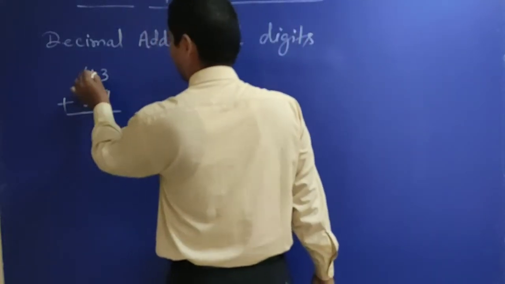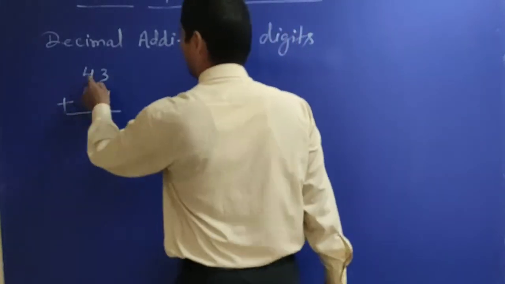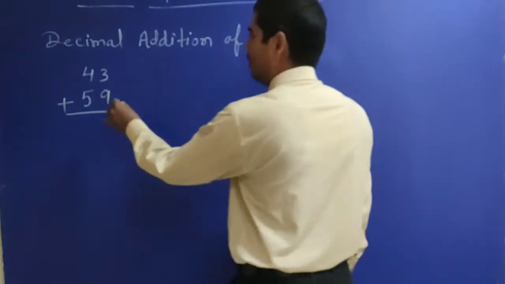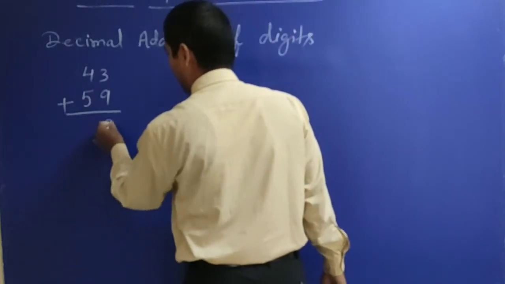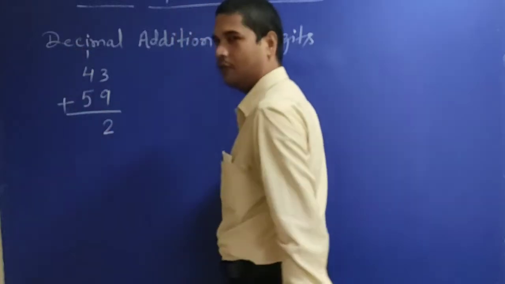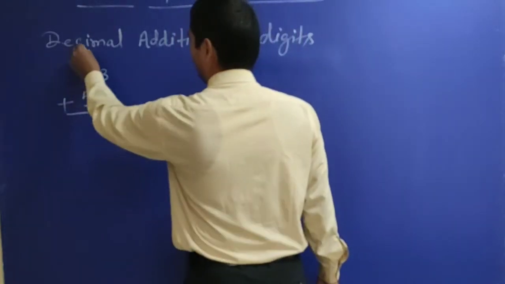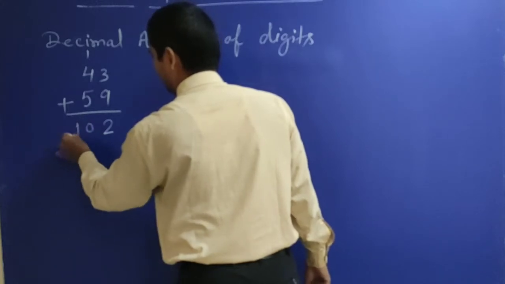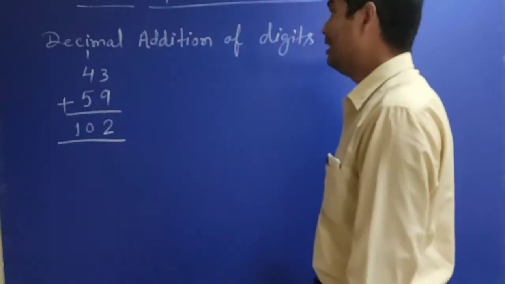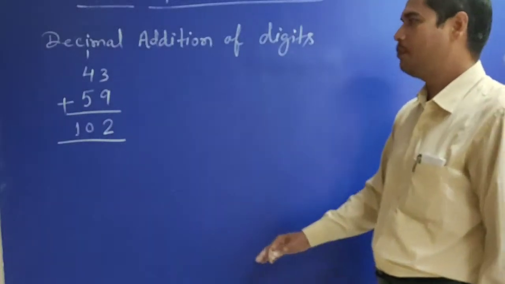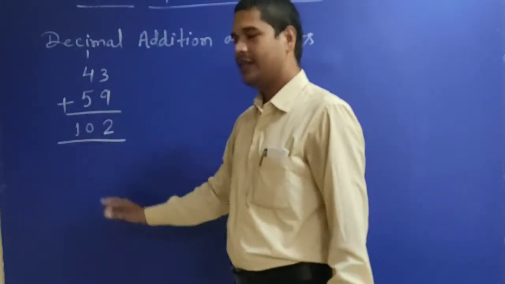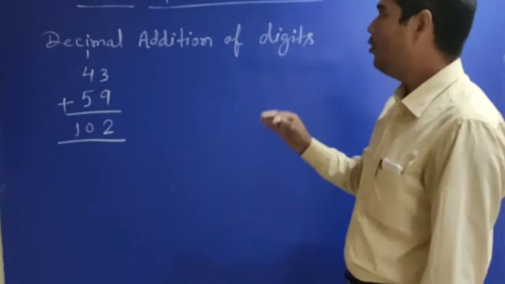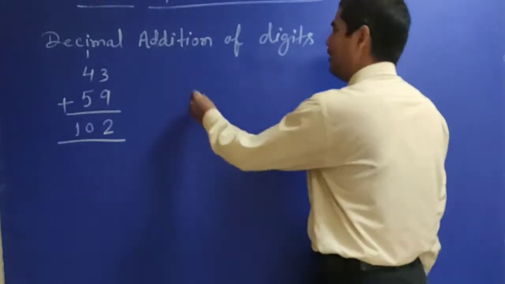See, there are two numbers, 43 and 59, and we are going to add. So 9 and 3 is 12, carry 1, which will be added to the next digit: 4 plus 5 plus the carried 1 is 10. It means addition of decimal numbers is very simple, and the result is 102. Now we will do the same thing in binary format.